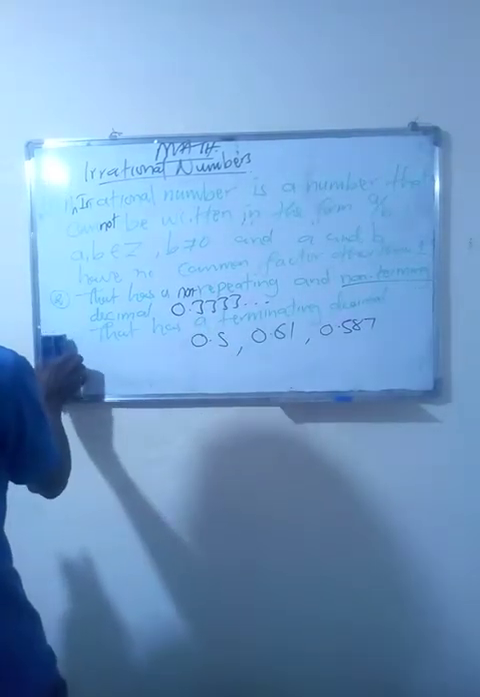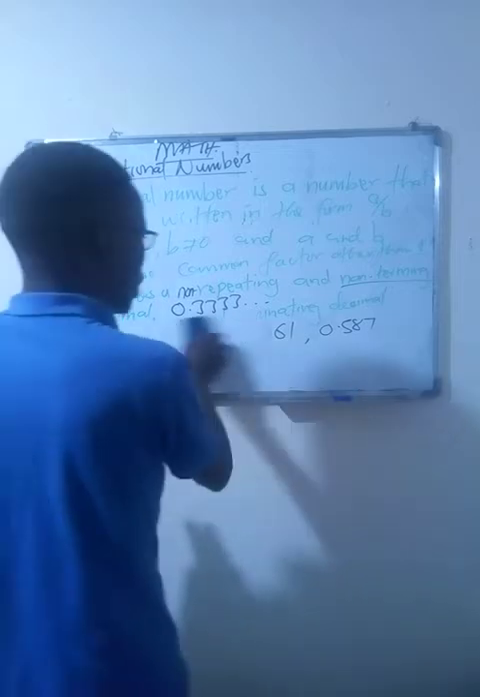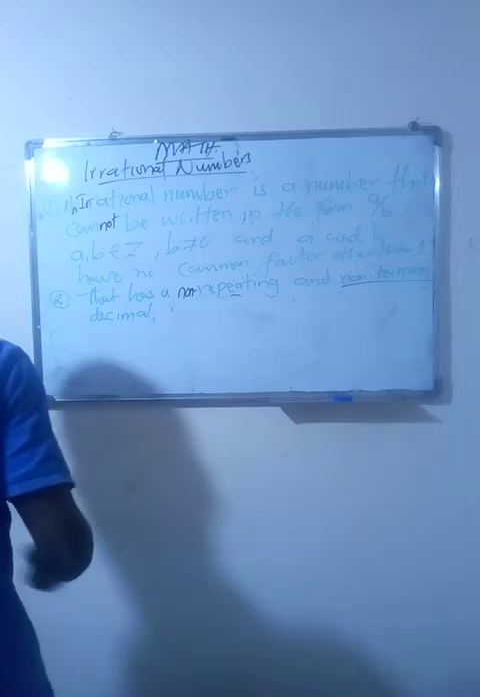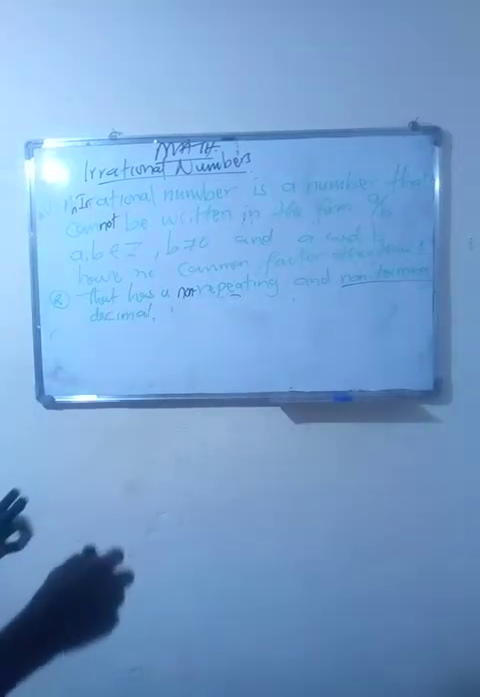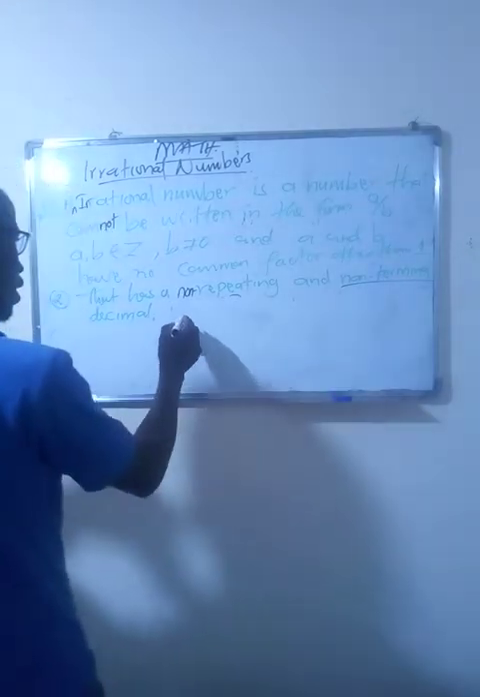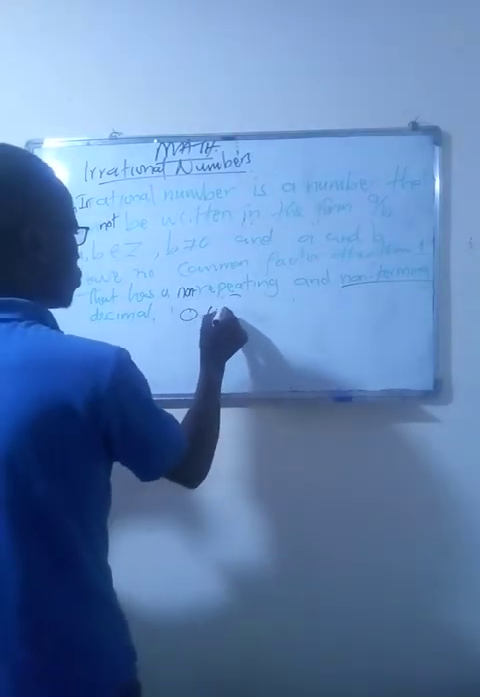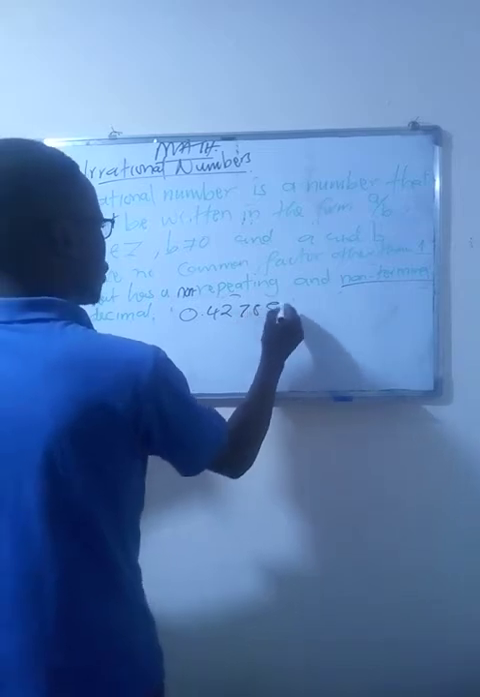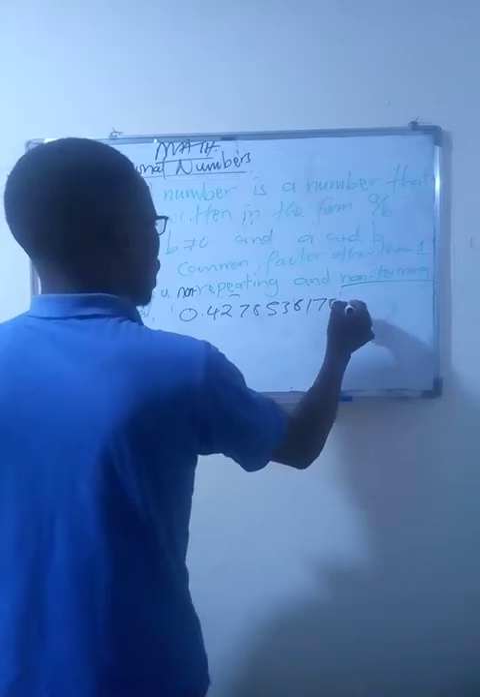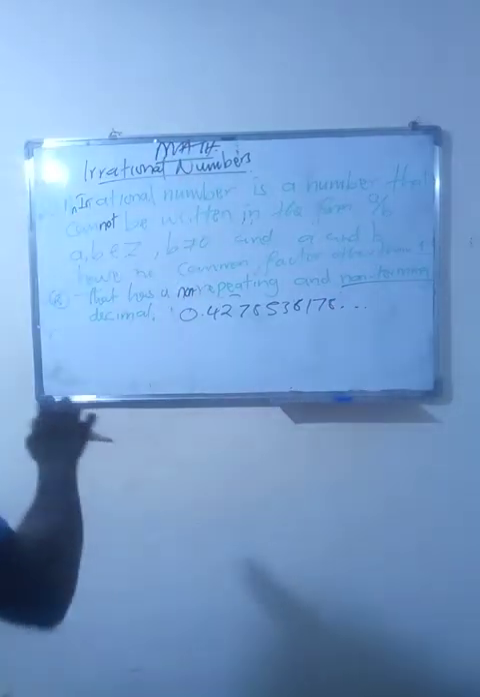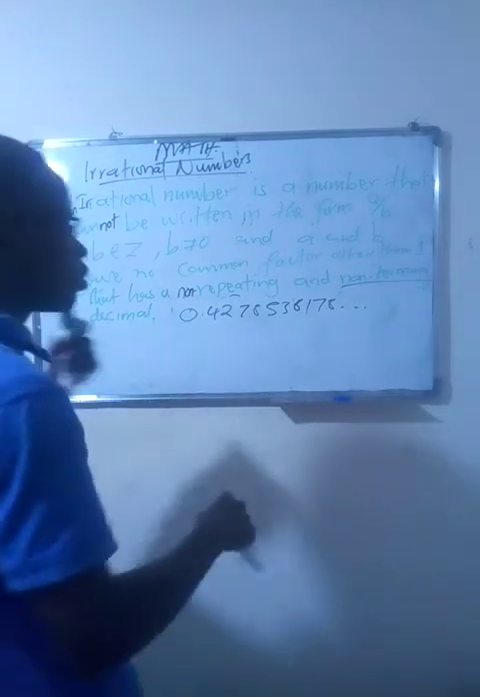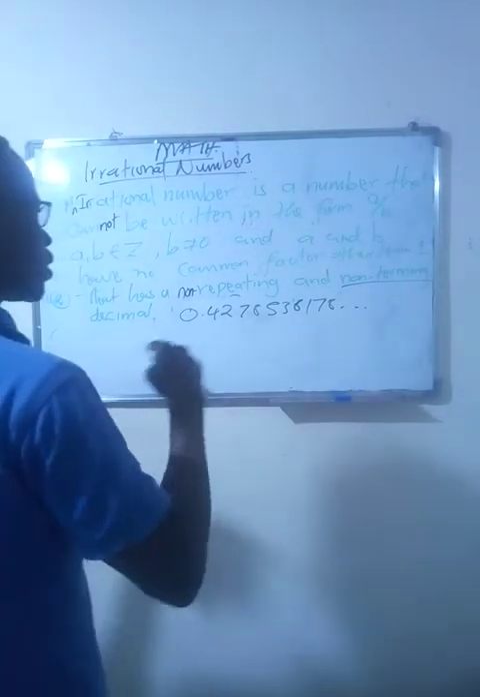Now, that means that even definition number 2 and number 3 have been swallowed. Let me give an example of that. If we say non-repeating and non-terminating decimal, it means that we're going to have a number like this, let's say 0.4278536178 and so on and so forth. You can see that those numbers are not repeating in any order. They are just coming up randomly.